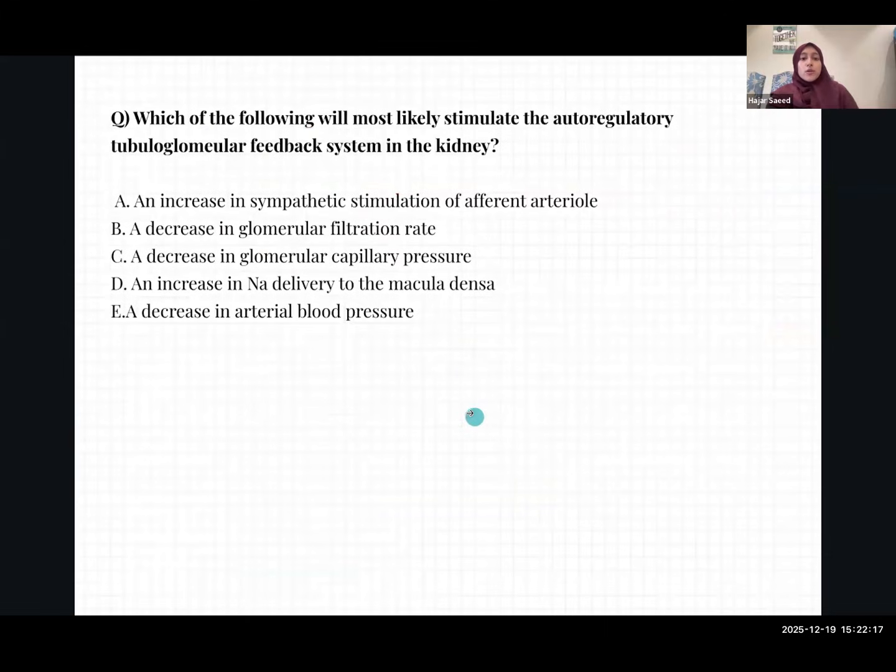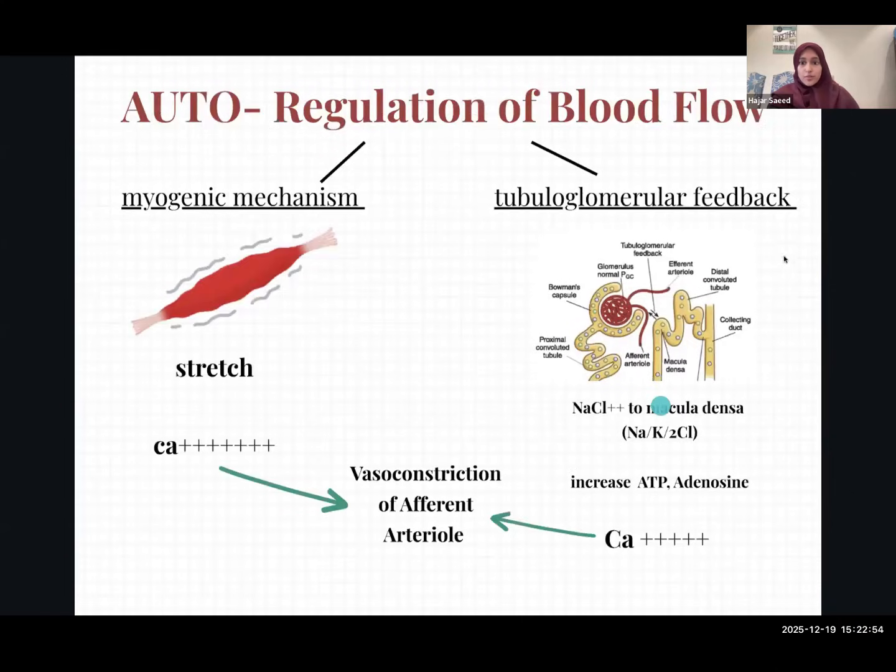Okay. Which of the following will most likely stimulate the autoregulatory tubuloglomerular feedback system in the kidney? A, increase in sympathetic stimulation of afferent arteriole. B, decrease in GFR. C, decrease in glomerular capillary pressure. D, increase in sodium delivery to the macula densa. Or E, decrease in arterial blood pressure. Okay, any other answers? Correct. Okay, let's go over it.